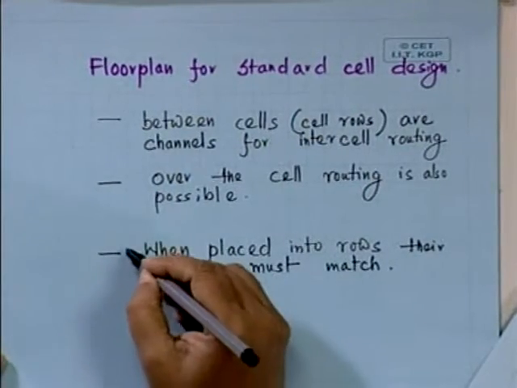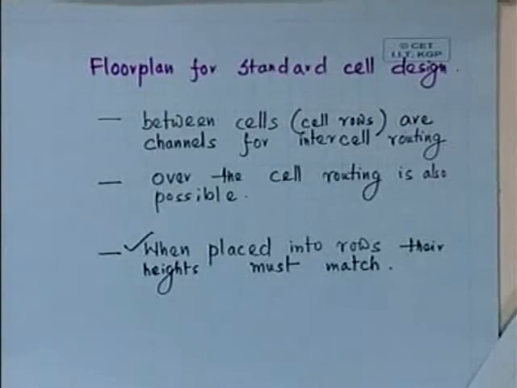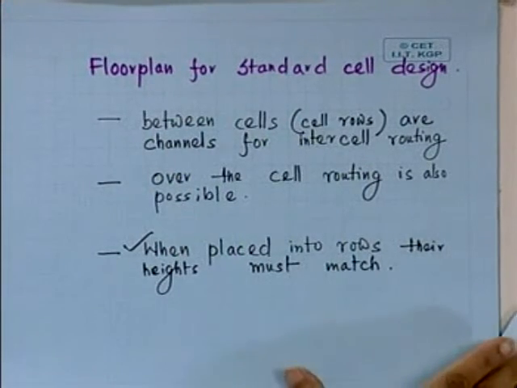This is another important thing, that multiple cells are sharing a single row. So, when you are developing your own library, the heights of those cells must be the same, otherwise you can't place them. So, that is why this floor planning and placement of cells is very important in that standard cell type of design style.